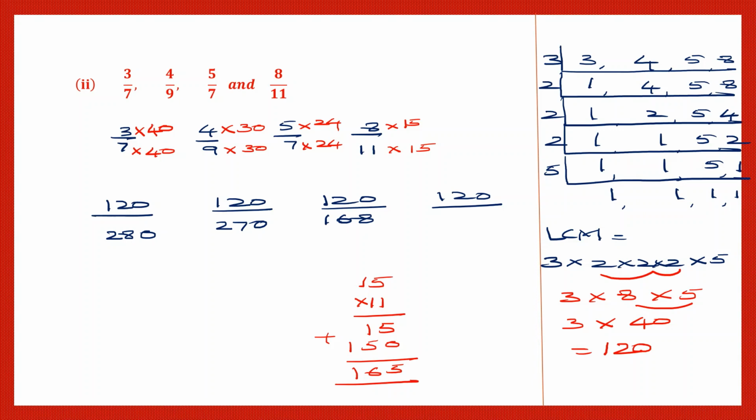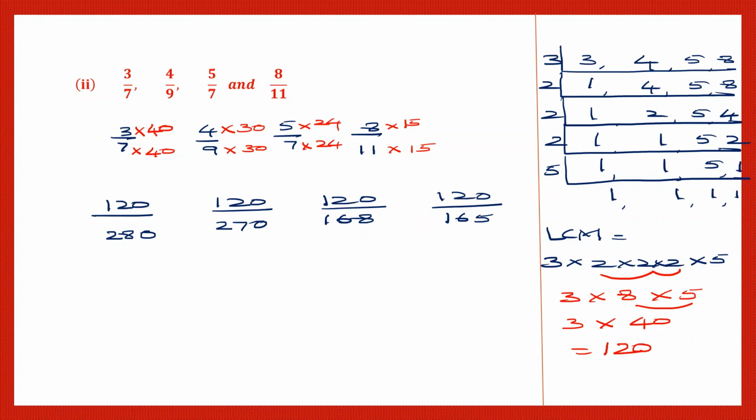165. So the denominator here is 165. So now we've got all our fractions. Numerators are all the same. So now let's look at the denominators. When numerators are the same, the smallest denominator is the biggest fraction. So which is the smallest denominator? 165. So this makes this fraction the greatest.